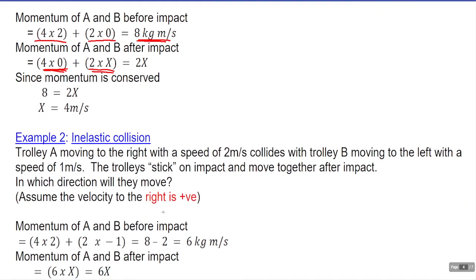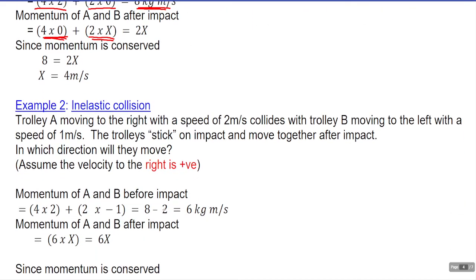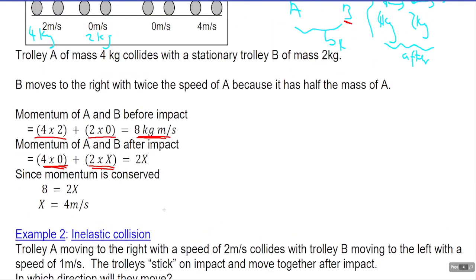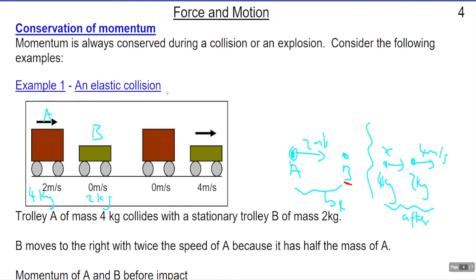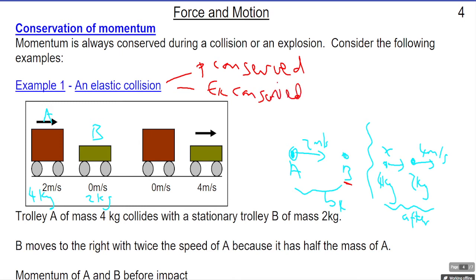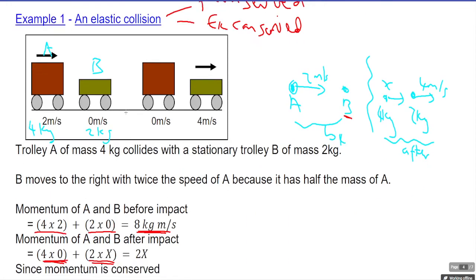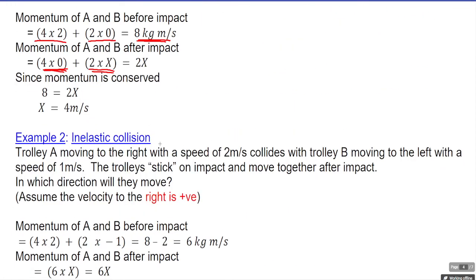Right, example number 2 is that of an inelastic collision. Now, just to shed more light on the elastic collision, the first one. In an elastic collision, apart from having the momentum being conserved, we also have the kinetic energy being conserved. That's the total kinetic energy is also conserved. However, in an inelastic collision, only the momentum is conserved. So P is conserved, but kinetic energy is not conserved.